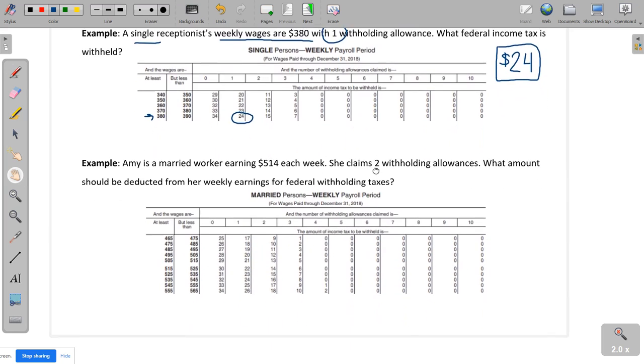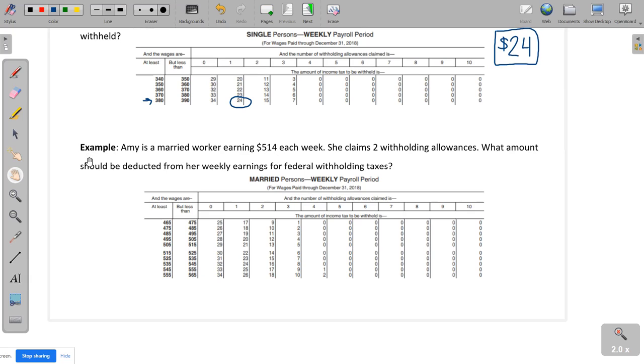Okay, let's look at the next example. Amy is married and earns $514 each week. She claims 2 withholding allowances. What amount is to be deducted from her weekly earnings for federal withholding taxes? Now we have to look at the second table, which is for a married person. So we do the same process.